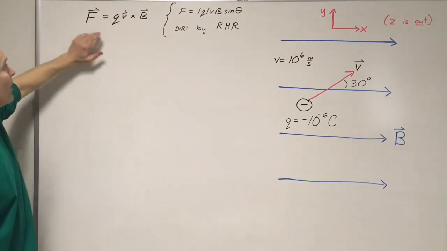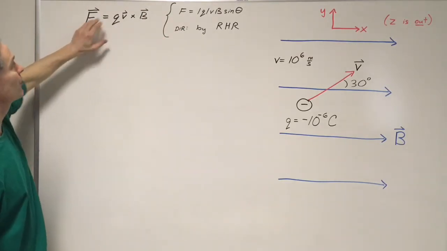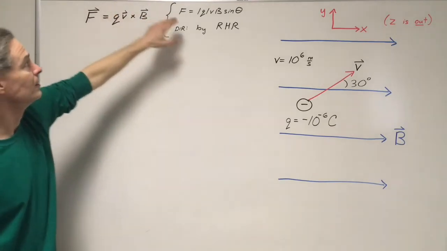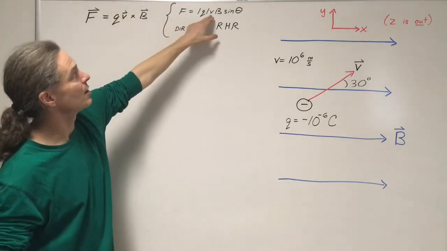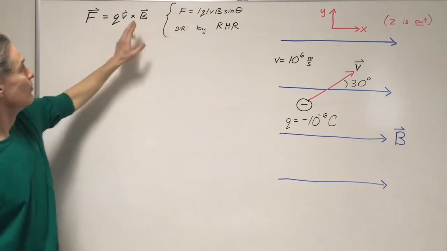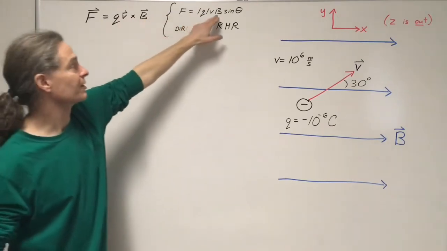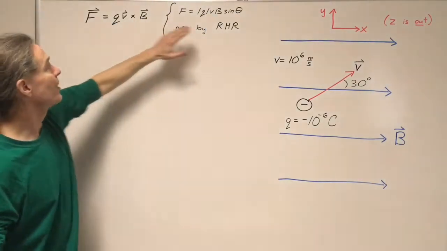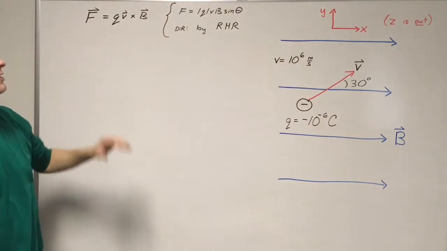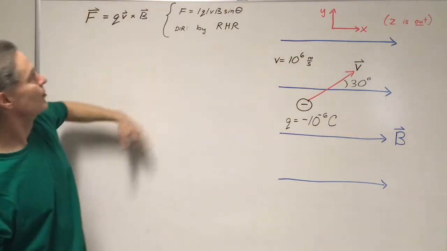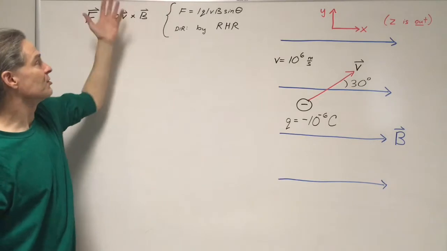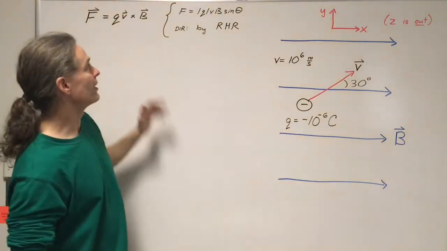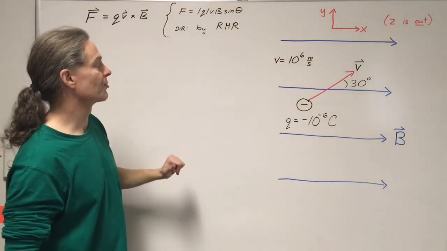So any cross product, the magnitude of any cross product will be the magnitude of the first vector. That'll be absolute value q times v magnitude in this case, multiplied by the magnitude of the second vector in the cross product, multiplied by the sine of the angle between those vectors. So that's just using the rule for getting the magnitude of any cross product. All right, so we'll calculate the magnitude and then we'll get the direction.